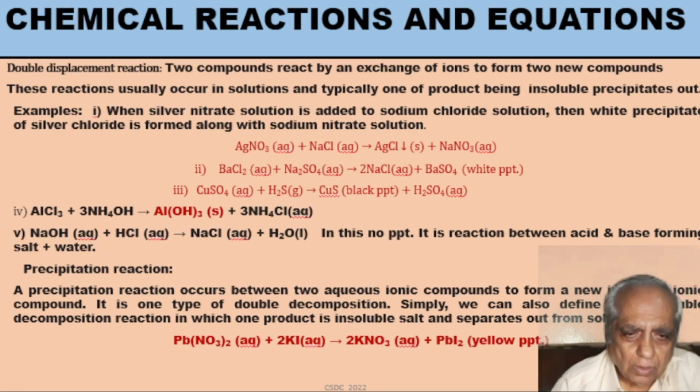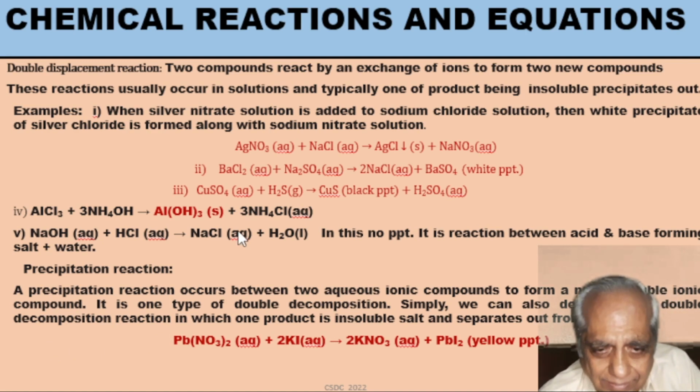Now we'll go to double displacement reaction. As the name suggests, double displacement means now both the ions interchange their positions. So each reactant has two ions, silver nitrate, sodium chloride. So they will interchange. It will form silver chloride and sodium nitrate. So this positive will take this negative, and this positive will take this negative. All these reactions are like this: barium sulfate, sodium chloride, copper sulfide, and H2 and sulfuric acid.